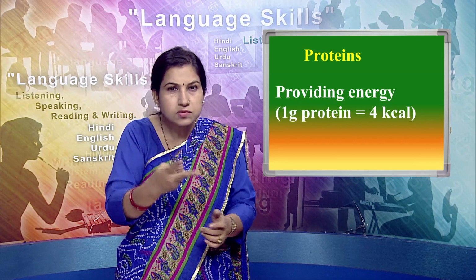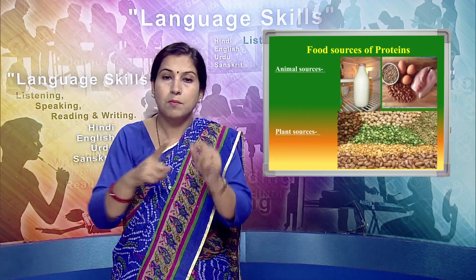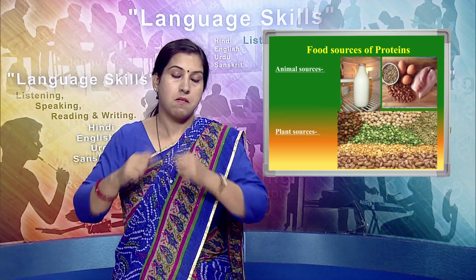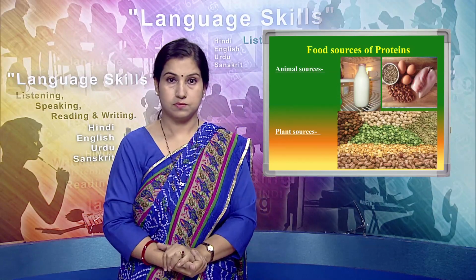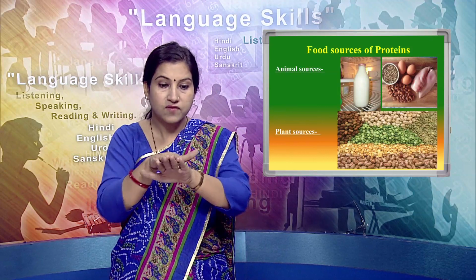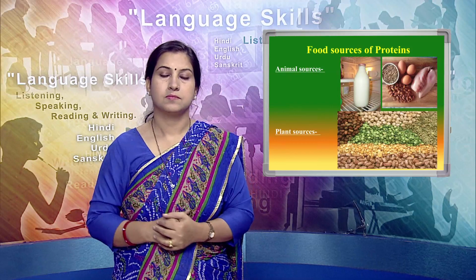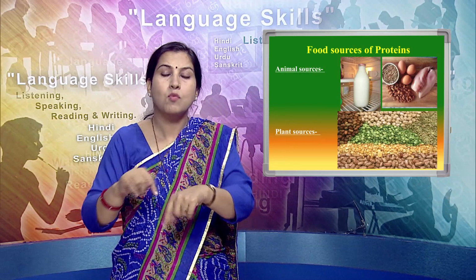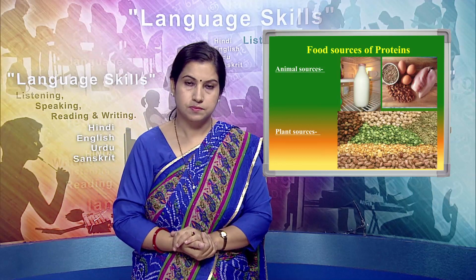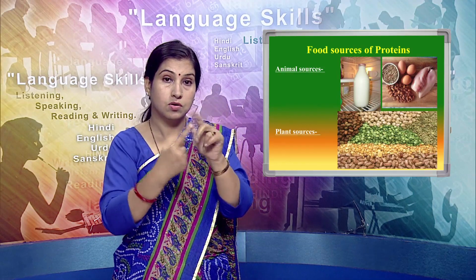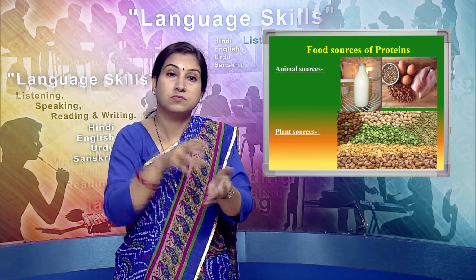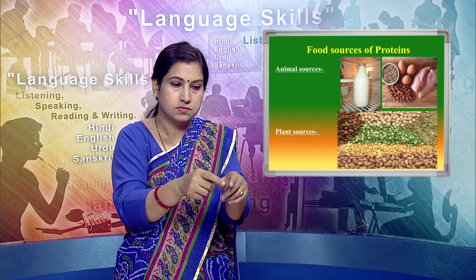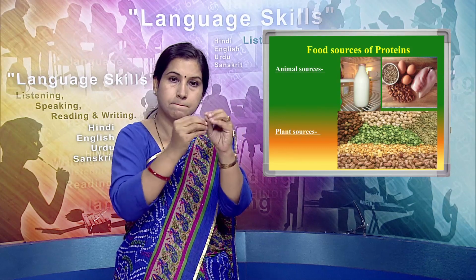Now let us see what are the sources of protein. Protein can be obtained from animal sources as well as plant sources. Eggs, fish, meat, they are good sources of protein. They are animal sources of protein. But certain proteins are also available from plant sources like cereals, pulses, nuts, groundnuts, soya bean, and some vegetables.